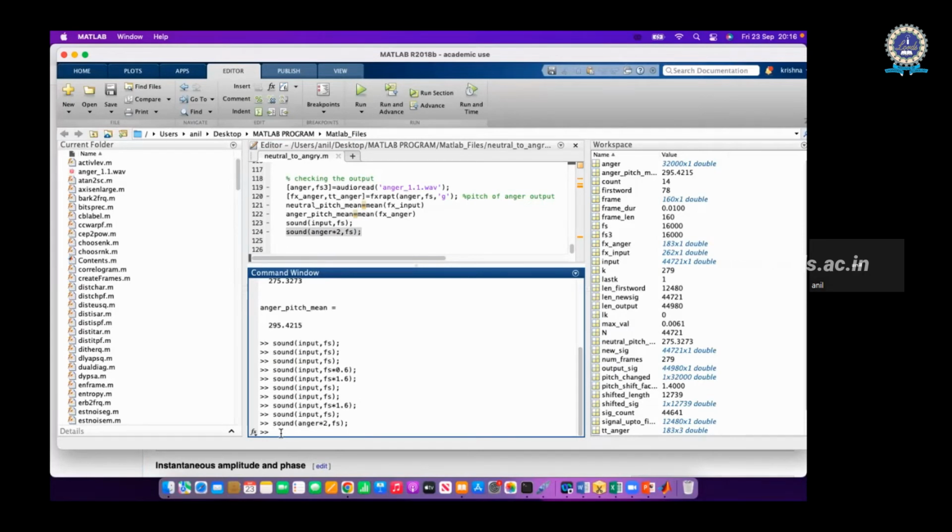Please observe, I will play the neutral speech as well as the anger speech. Observe one thing, whether you are feeling anger or not. Second point is whether the speaker is intact or not. Third point is whether you can see the fastness in the speech.